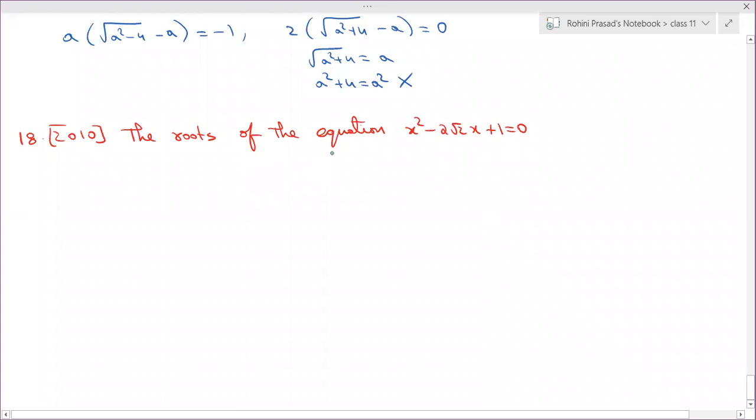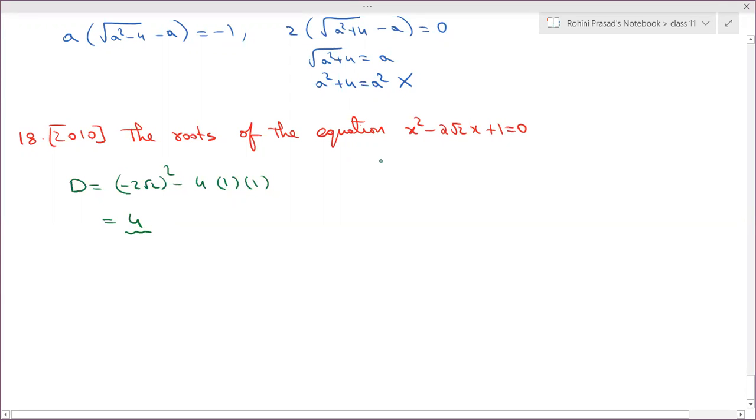So for the roots of the equation, usually you'll find the roots, but the options are given about the nature of the roots of the equation. It is enough to find the discriminant, b square minus 4ac: minus 2 root 2 the whole square minus 4 into a1 and c1, which is equal to 4 into 2, 8 minus 4, which is 4, which is a perfect square. So delta is a perfect square and moreover positive.